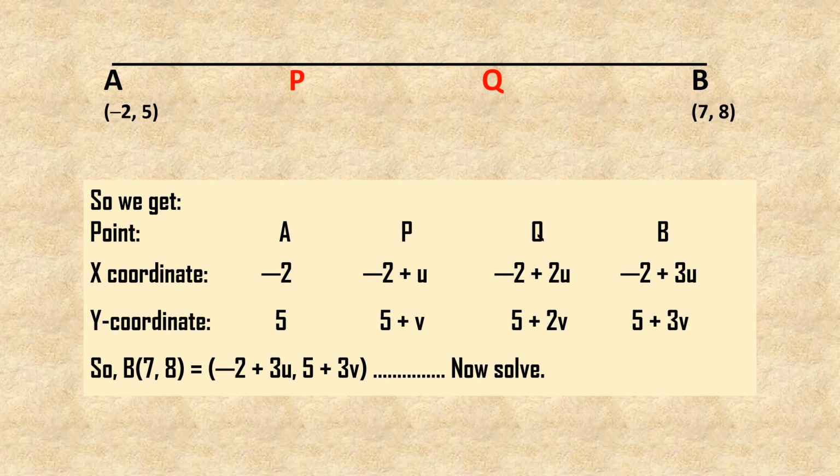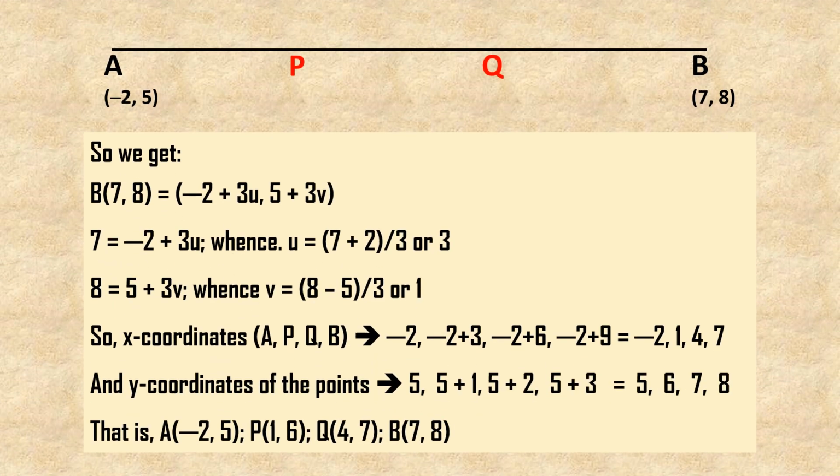For the 4 points from A to B, starting from -2, and with common difference u, the x-coordinates shall be -2, -2 plus u, -2 plus 2u, -2 plus 3u. Similarly, starting from 5, and with common difference v, the y-coordinates shall be 5, 5 plus v, 5 plus 2v, 5 plus 3v. Now we can solve for u and v.